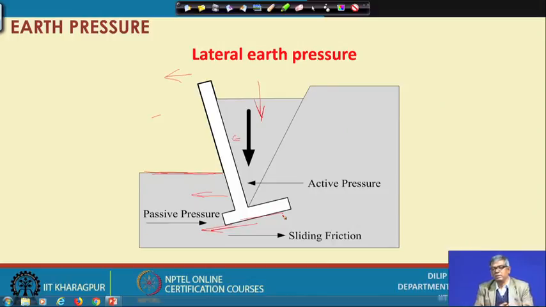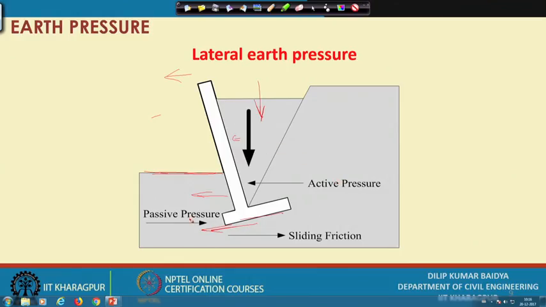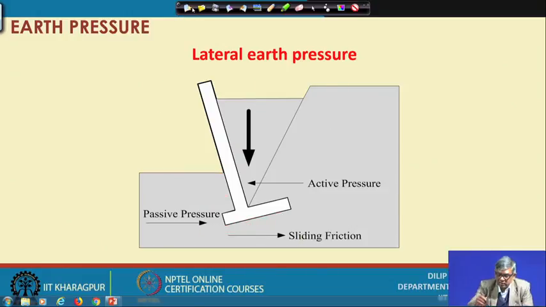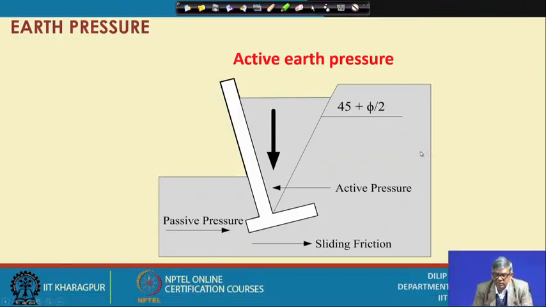While doing the stability analysis, we can consider all those things. First of all you have to calculate the active pressure, the passive pressure, and the sliding friction, and only then do the stability analysis. So, before going to that, let me take one more. This is actually the active earth pressure.